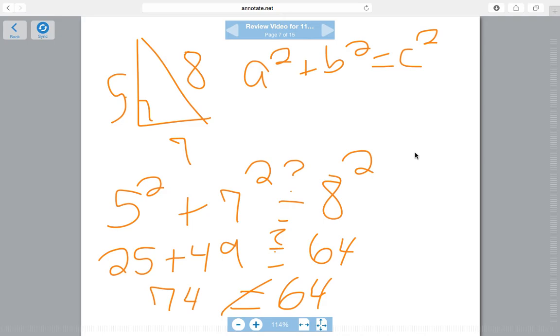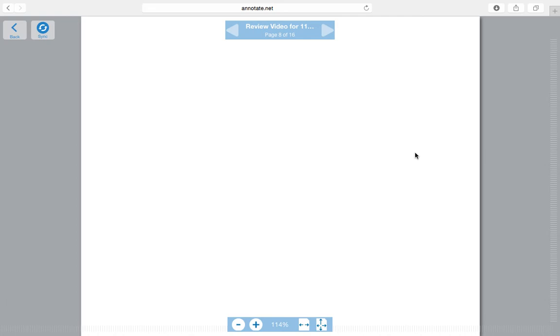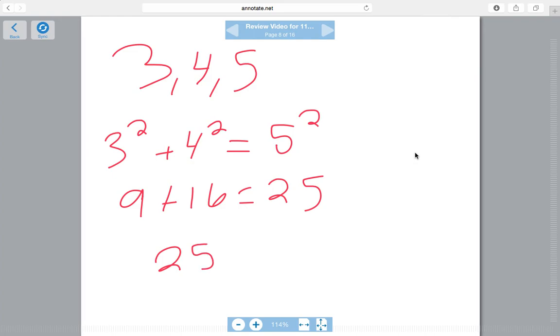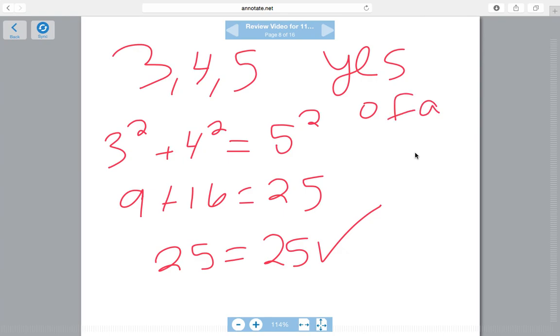Now, just to give you an example of a right triangle, 3, 4, and 5 is actually a right triangle. 3 squared plus 4 squared does equal 5 squared. So that is an example of a right triangle.